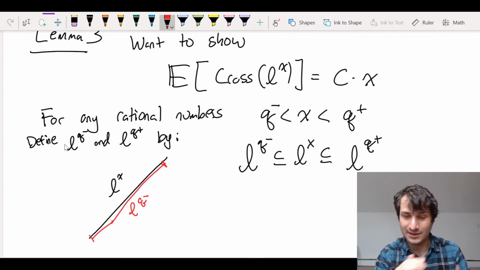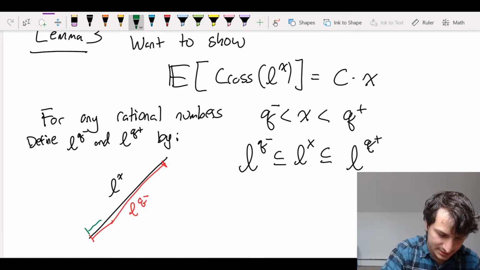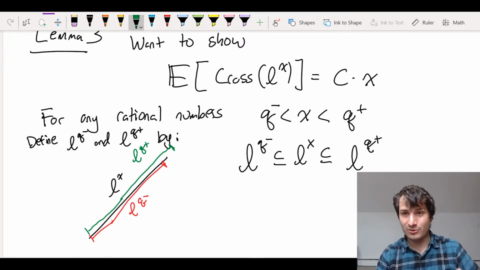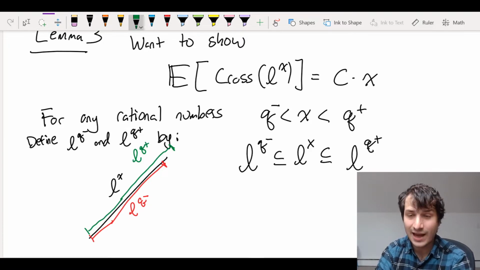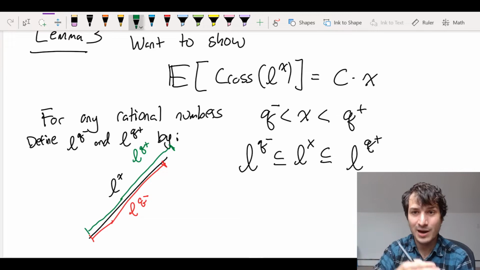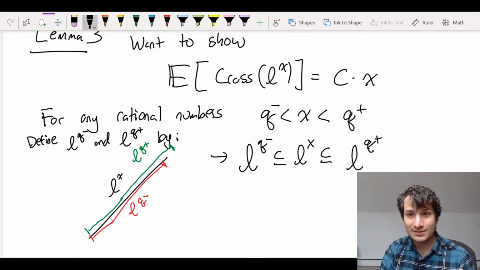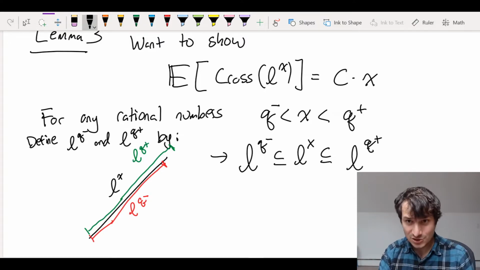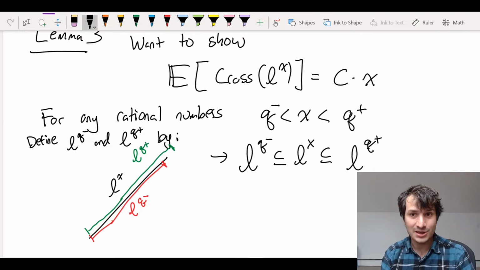It's length Q minus. And by the same token, LQ plus is LX, but it's a little bit longer. And by making them on top of each other like this, as curves, they are subsets of each other. So LX is strictly, as a set, smaller than LQ plus, and LQ minus is strictly smaller than LX. So we have this nice thing. And by doing it this way, when curves are subsets of each other, definitely the number of crossings they have are also going to be in order.